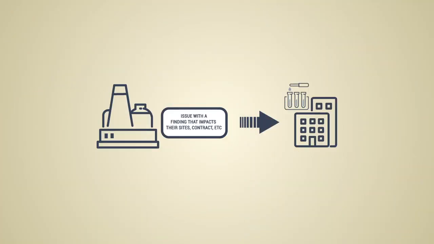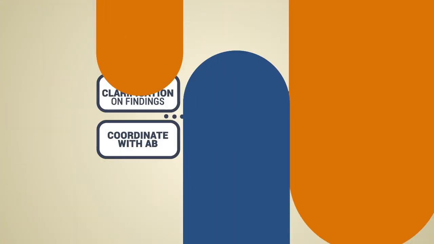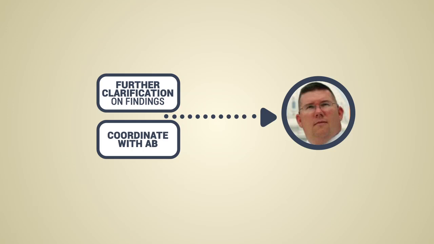If a contract holder has an issue with a finding that impacts their sites, contract, etc., then the contract holder is encouraged to reach out directly to the lab towards obtaining satisfaction and resolution to meet their specific requirements. This includes requests for CAPs. If anyone needs further clarification on the findings or wishes to coordinate with the AB, they should contact the ASP Manager, who will then facilitate the discussion and any additional communications between parties outside of the contracted lab.